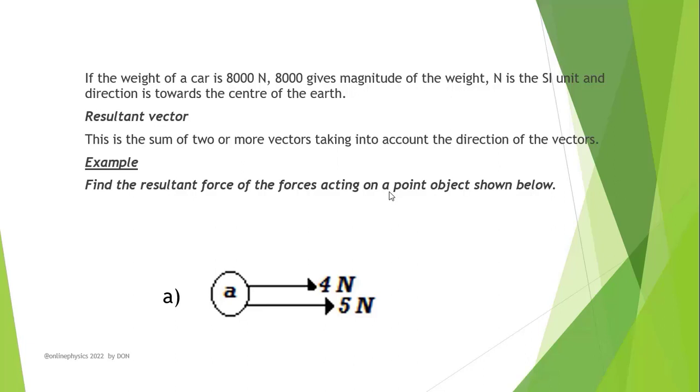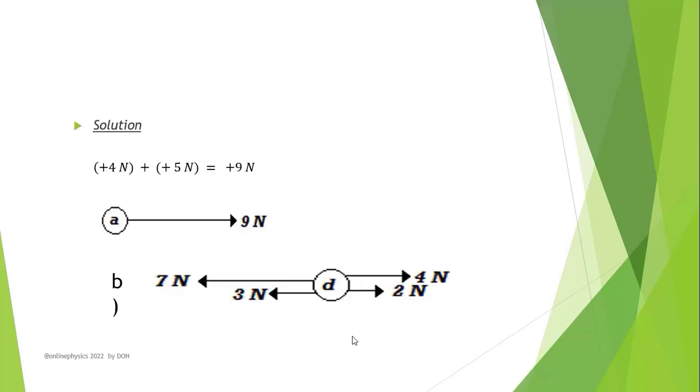Then we have resultant vector. A resultant vector is the sum of two or more vectors, taking into account the direction of the vectors. Under this part, we want to look at examples. If we have two forces acting towards the same direction, then the resultant force will be the sum of the two forces. Like the example we have here on our screen, the two forces are 4 newtons and 5 newtons acting towards the same direction. The resultant is the sum of these two forces. So we are going to have 4 newtons plus 5 newtons to give us 9 newtons.